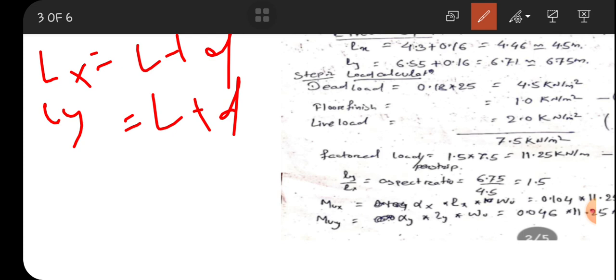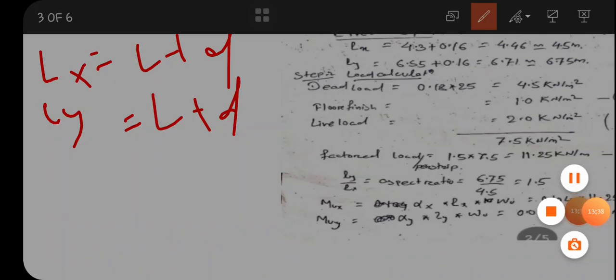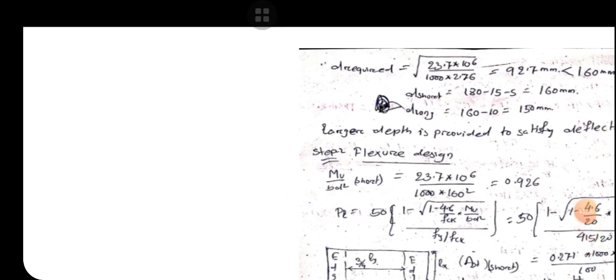Then load calculation. The next step is load calculation. How will we calculate the load? By considering overall depth, we can calculate dead load, and we can assume floor finish, if not given, 1 kN per square meter for a residential building, and live load as 2 kN per square meter for a residential building. Then we can calculate the factored load. After calculating factored load, we can calculate the moments from Annex D of IS 456.